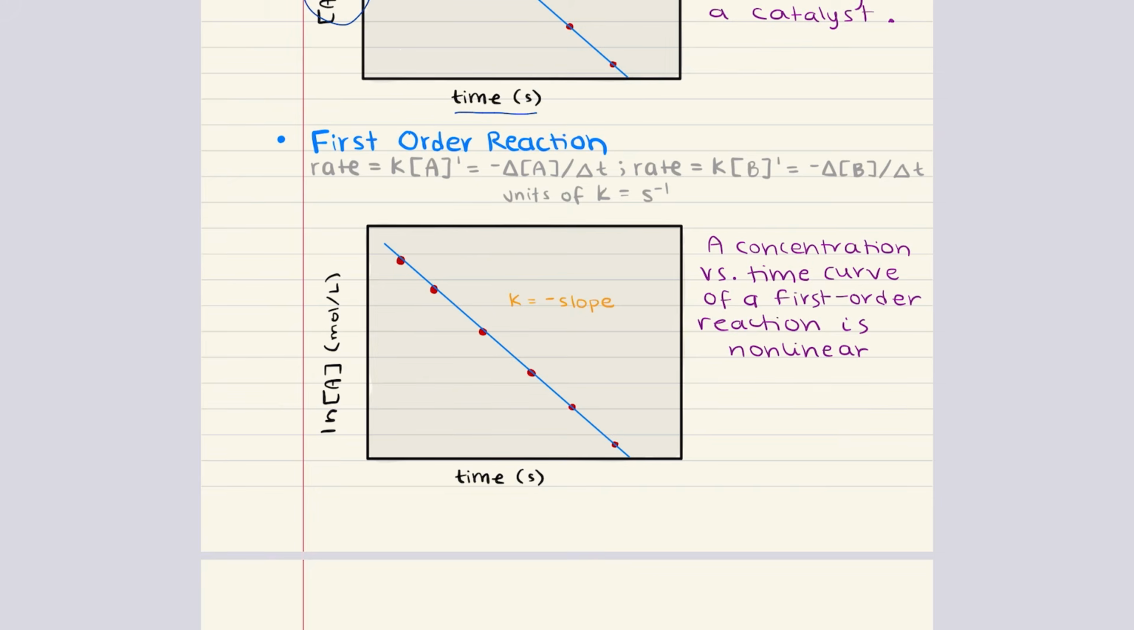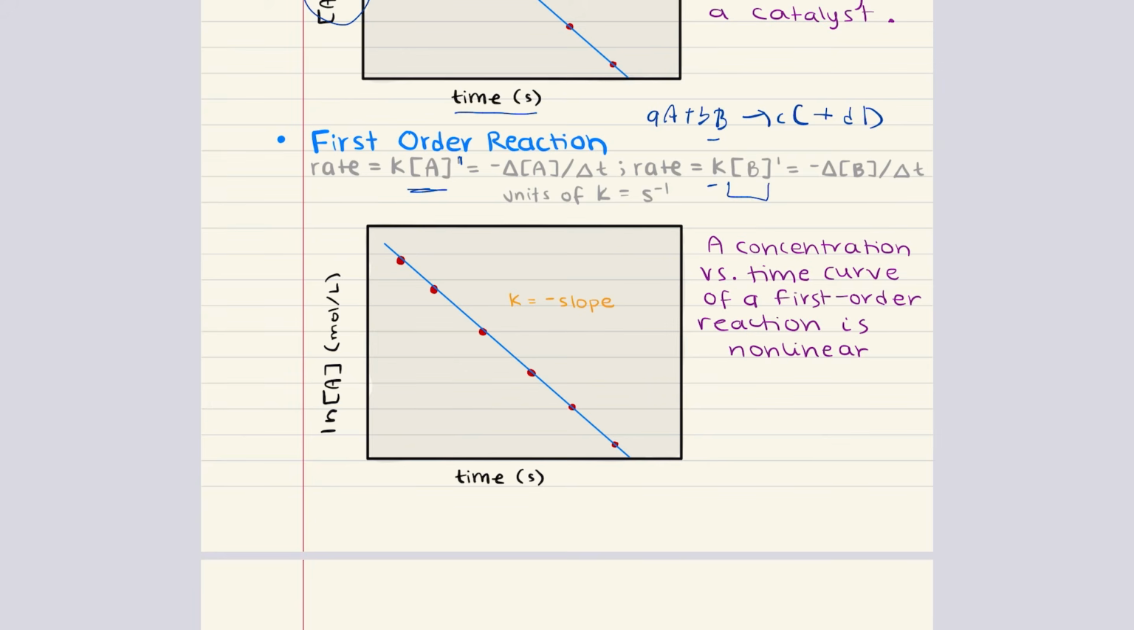The rate law for a first order reaction can be written for our generic equation, a moles of A plus b moles of B give us c moles of product C and d moles of product D. It can be equal to K multiplied by the concentration of reactant A to the first power, or maybe it's dependent on reactant B, so we can also write a first order reaction rate for this generic chemical equation as rate equals K multiplied by the concentration of reactant B to the first power.